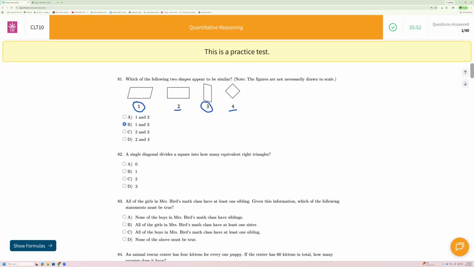So number two, a single diagonal divides a square. So let's try to draw a square and do one single diagonal like that. And so we have two right triangles. The answer simply is 2.